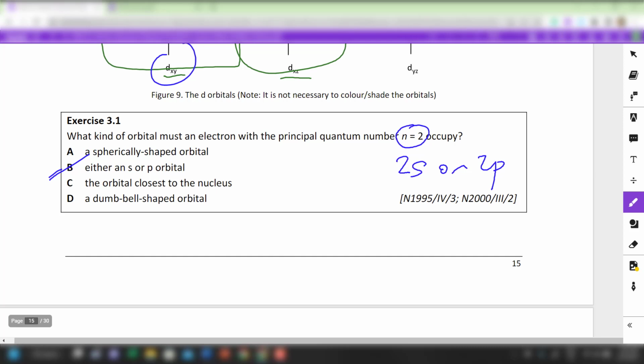It may be that the electrons might be excited from the 2s to the 2p. You don't know. Okay, so you cannot insist that it must be spherically shaped. Okay, and of course option C doesn't quite make sense. Orbital closest to a nucleus, so it's a nonsensical option. A dumbbell shape represents p. So if you do not choose A, then you shouldn't choose D. So the answer should either be s or p.